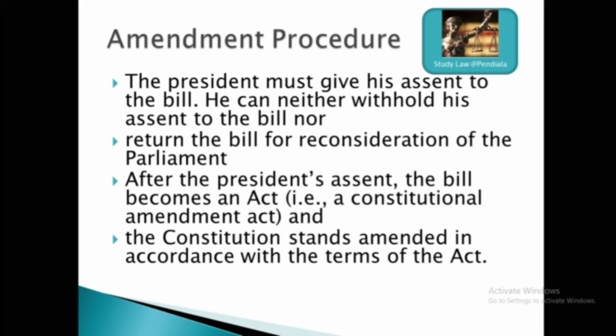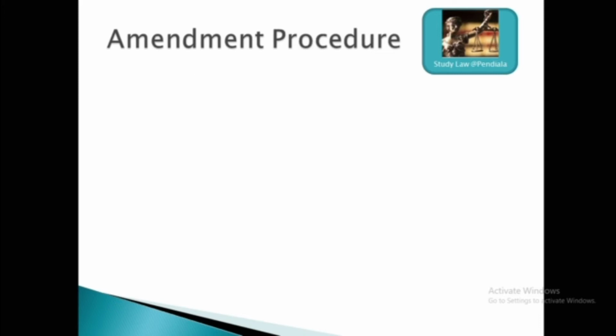The President must give his assent to the bill. He can neither withhold his assent to the bill nor return the bill for the reconsideration of Parliament. After the President's assent, the bill becomes an act. That is called a Constitutional Amendment Act, CAA in simple terms. The Constitution stands amended in accordance with the terms of the act.